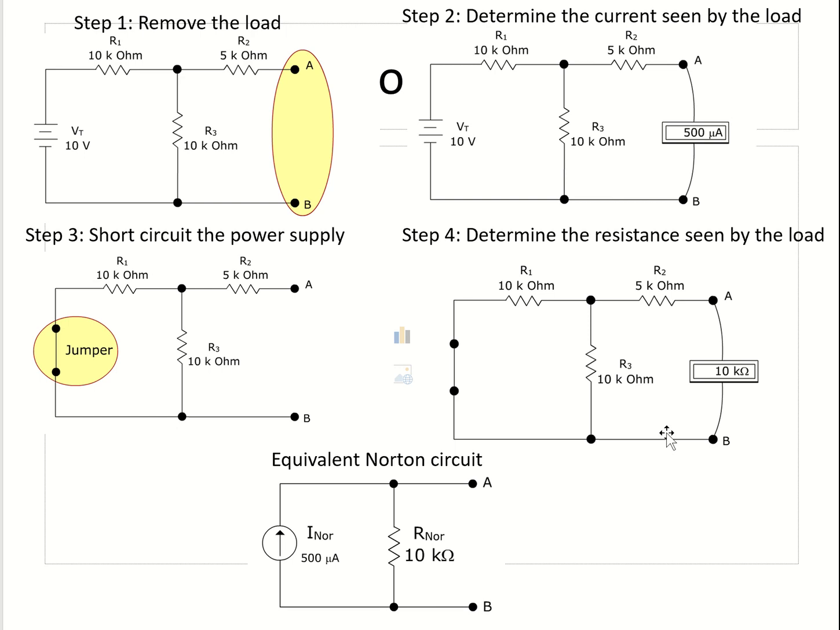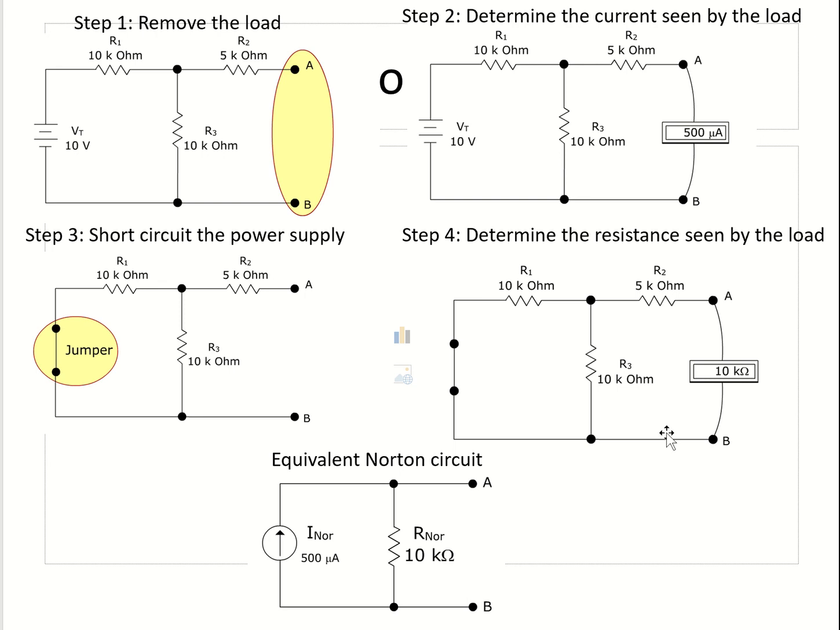First of all, we remove the load as previously. Then we find the current seen by the load. The current seen by the load will be I Norton. It has similar steps to Thevenin's voltage. We also have the same resistance as Thevenin's resistance, just labeled as R Norton. The only difference is that in Norton's theorem we have to deal with current, which will be I Norton.